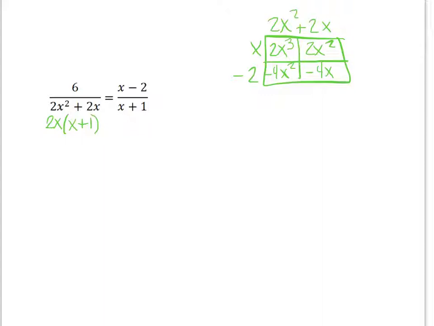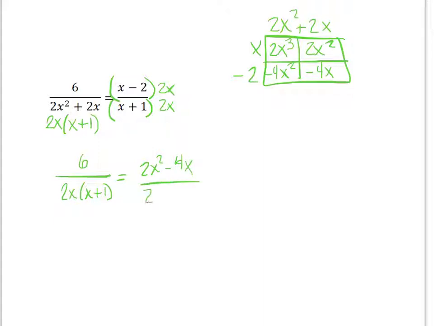If we were to get a common denominator, so that means what I need to do is multiply top and bottom by 2x. So I'm changing up how we're doing this, by the way. Okay? So now on the left, I have 6 over 2x times x plus 1. And on the right, I have 2x squared minus 4x over 2x times x plus 1.